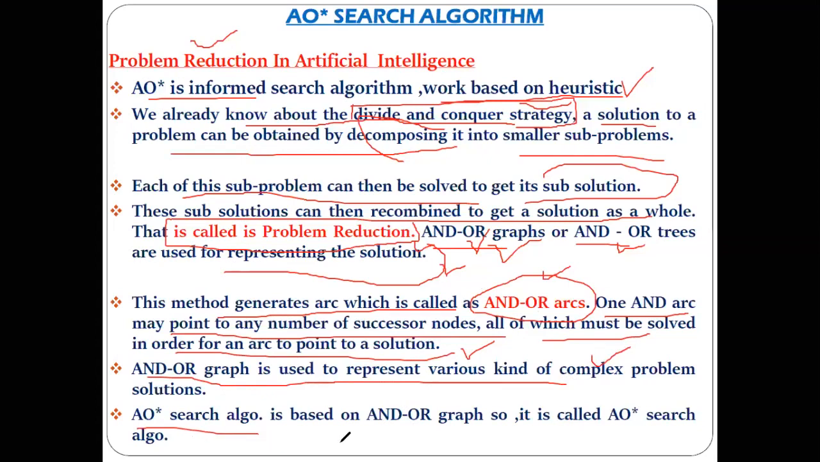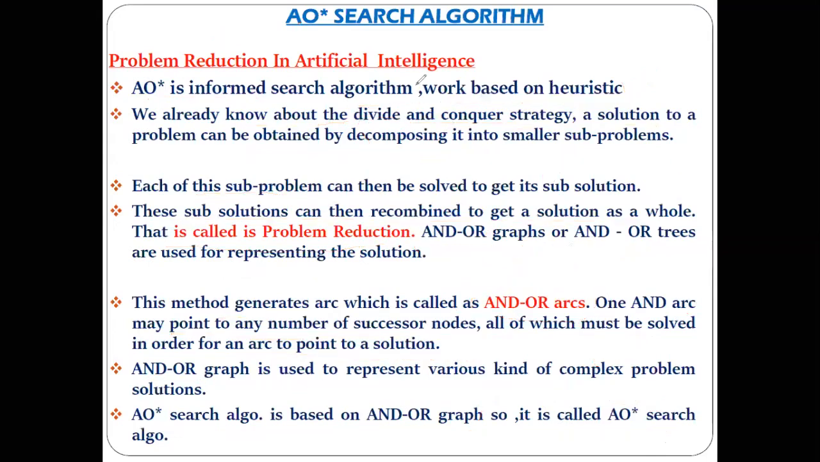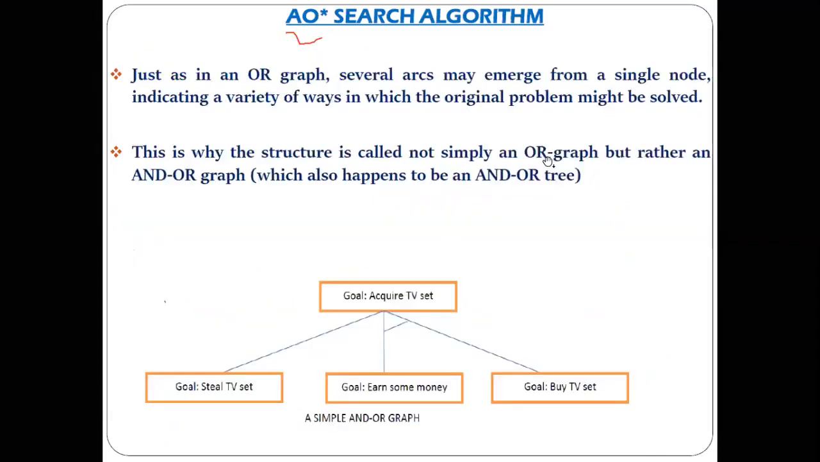Okay. So the AO star search algorithm is based on this AND OR graph. The algorithm that we are discussing is the AO star. It is based on what? It is based on the AND OR graph or the AND OR tree, and that is the reason the name given to it is the AO star search algorithm. You got the point? From the AND OR graph, the name is given as AO star. This much is understood? Yes, sir. Why is it being called the AO star? Because it is based on the AND OR graph. Understood? We'll see that example. But you need to understand first why this name is given to this search algorithm as AO star, because it is based on the AND OR graph.